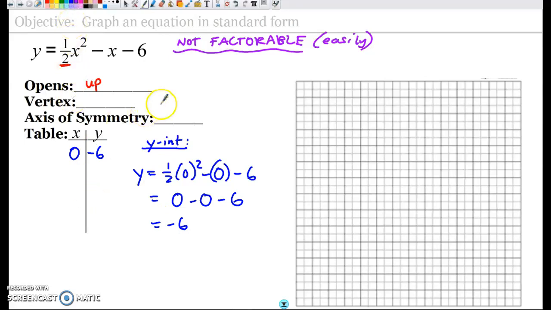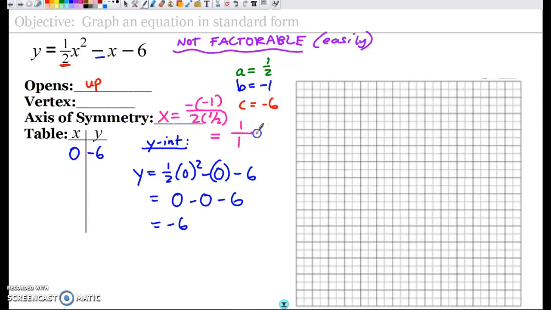Now to find my axis of symmetry, I need to identify what a, b, and c are. What's a? It's 1/2. What's b? Negative 1. Looking at just the numbers, not the x's that go with it. c is negative 6. Okay. So if I want the axis of symmetry, I need x equals negative b over 2a. Now b in this case is negative 1. A is 1/2, so I multiply 2 times 1/2. And so then I get negative times a negative makes a positive 1. 2 times 1/2 is 1. So I just get 1. X equals 1 is my axis of symmetry.